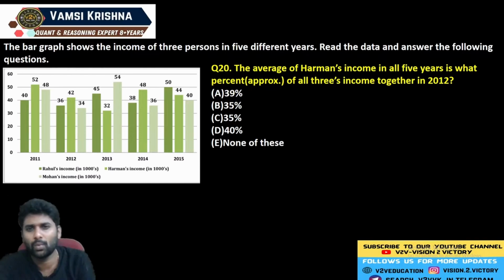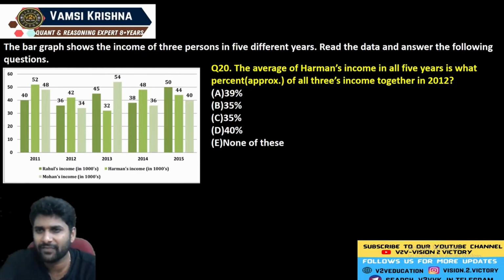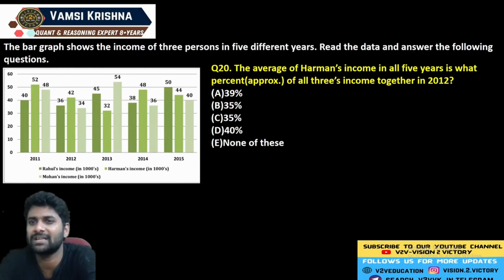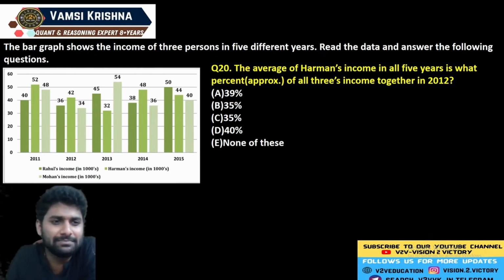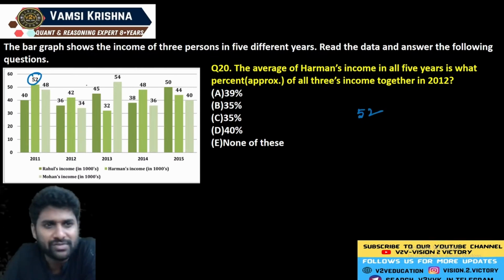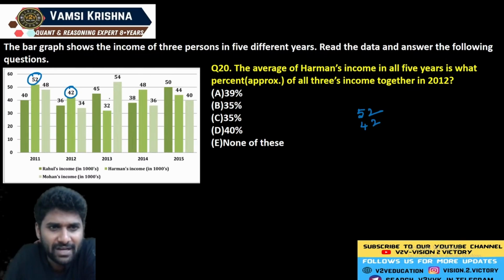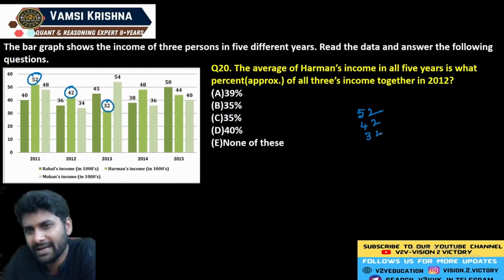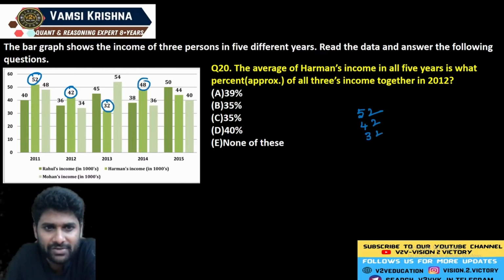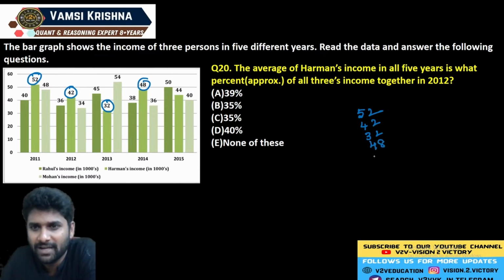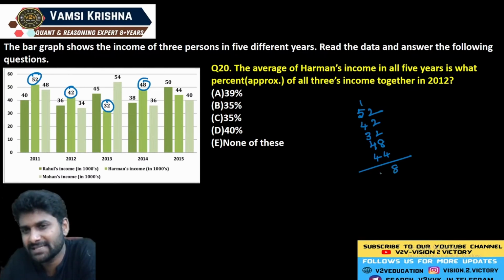See the next question. What is the average of Harman's income in all the 5 years, as what percentage approximately of the three incomes together in 2004? Harman's income: Harman is the second person. It's 52,000. Take the data clearly, guys. Don't miss any values here. It's 32, and don't get any confusion in the diagram. The middle value represents Harman's. It's 48 and 44. Add all the numbers: 6 plus 4, total is 18. Here 10, 13, 17, 17 and 4. So the total value is equal to 21.